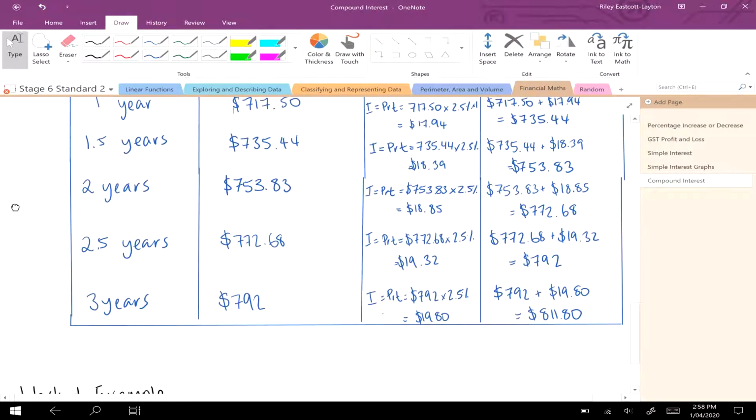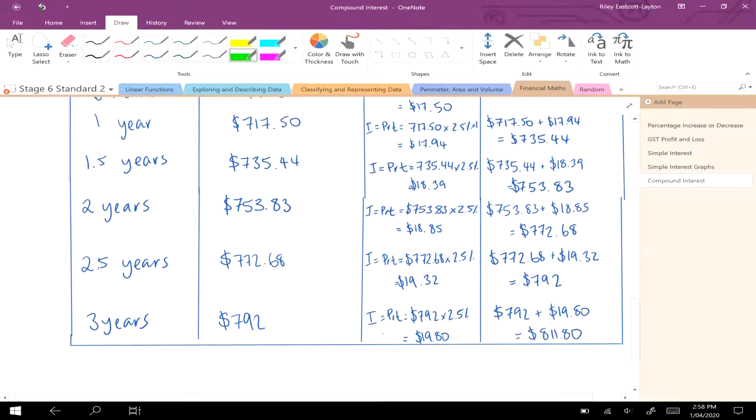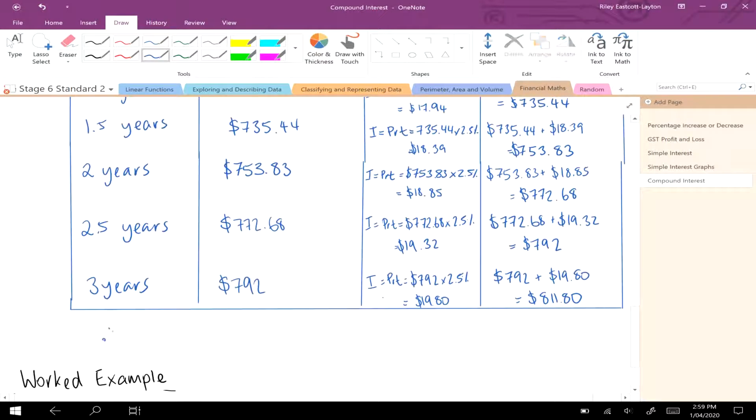Alrighty, so we can see after 3 years, Karis would have $811.80, and we'll write a little therefore statement to finish it off. Therefore, Karis would have $811.80 in her account.